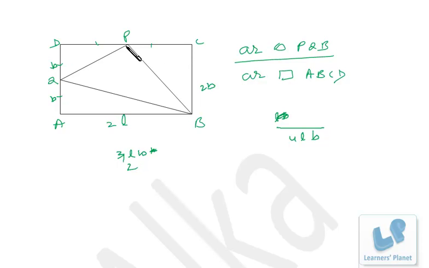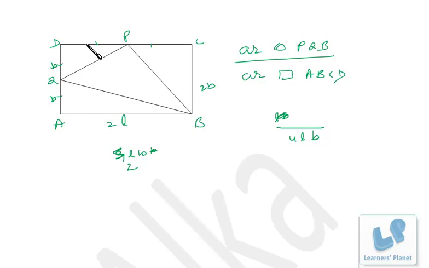Then this is what? This length is L and this length is 2B. So further it is half L into 2B. So it's L into B. So it's precisely 5 by 2 LB, right? So from the entire area, if we deduct 5 by 2 LB, we will be getting the area of this triangle PQB.